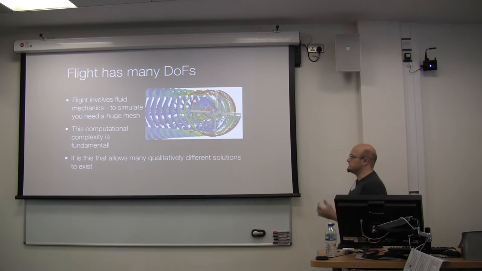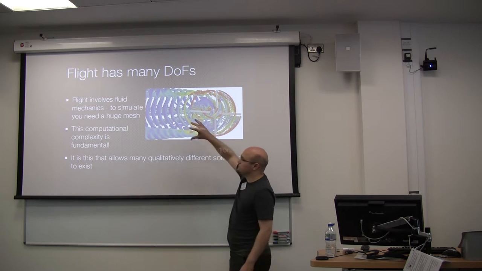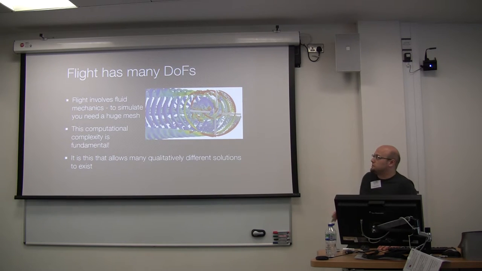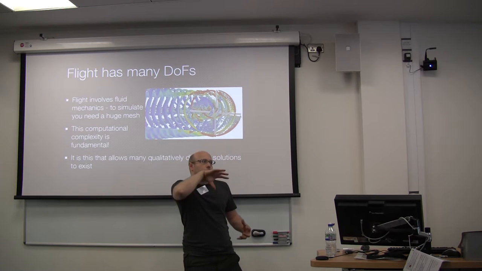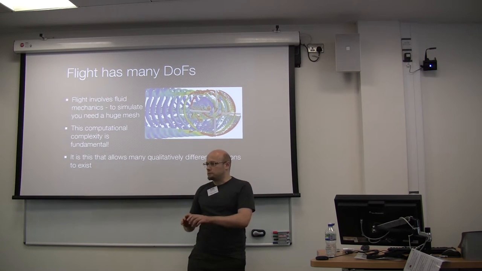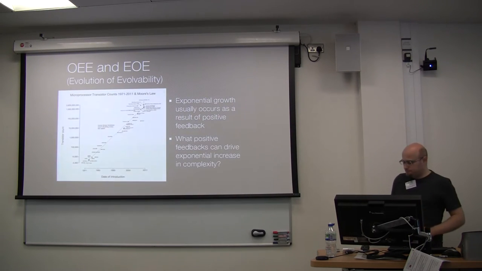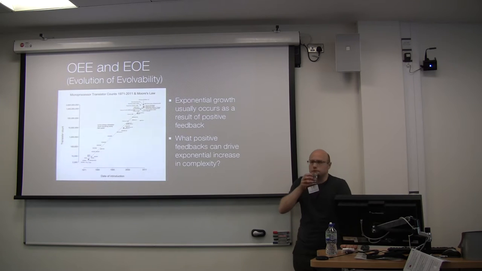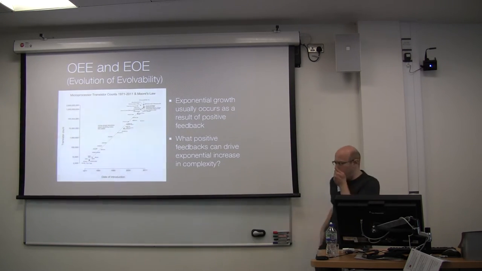It's extremely computationally complex. And I think that's actually really important, because it's the fact that it's computationally complex that enables there to be many qualitatively different solutions. And it's the fact that there are many qualitatively different solutions that enables there to be a possibility of going from one type of solution to another completely different type of solution. So that's the end of the bit about fitness landscapes per se. Now I'm going to talk a little bit about the evolution of evolvability. I'll tie it back in together later on.